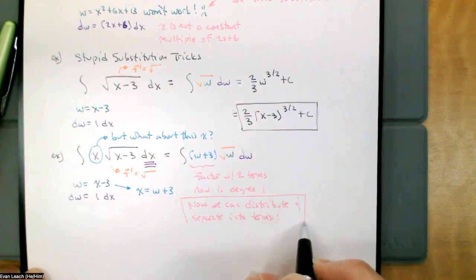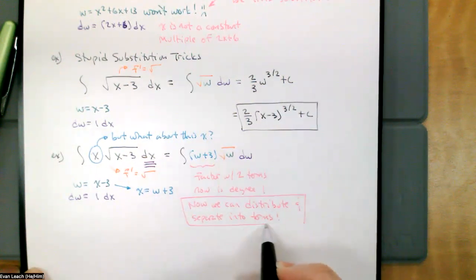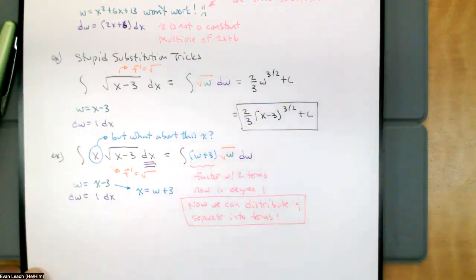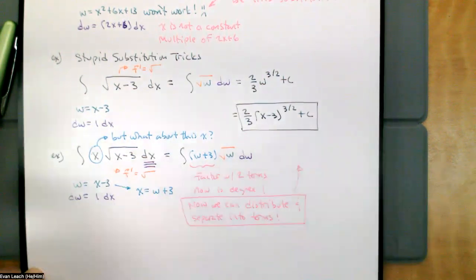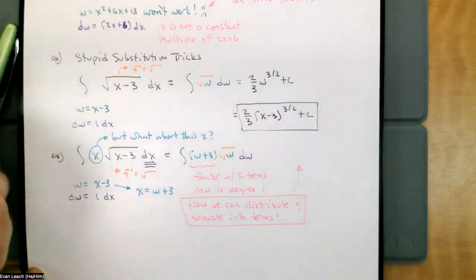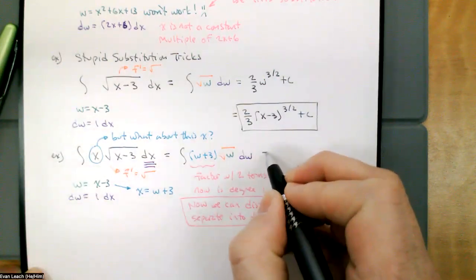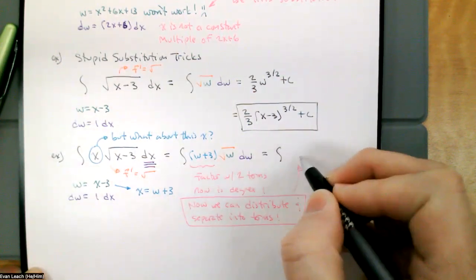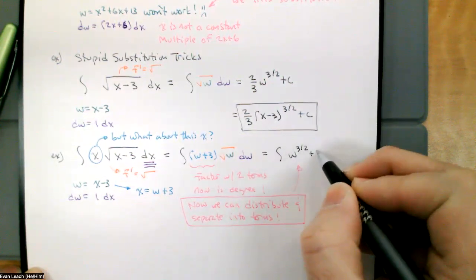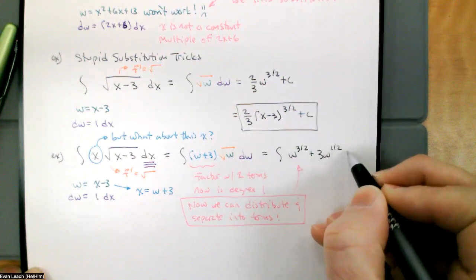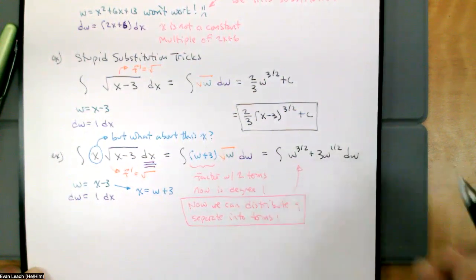This is what we gain by making this substitution. Now I can distribute this w to the 1/2 power and separate into terms. So I could write this as the integral of w to the 3/2 plus 3w to the 1/2 dw.